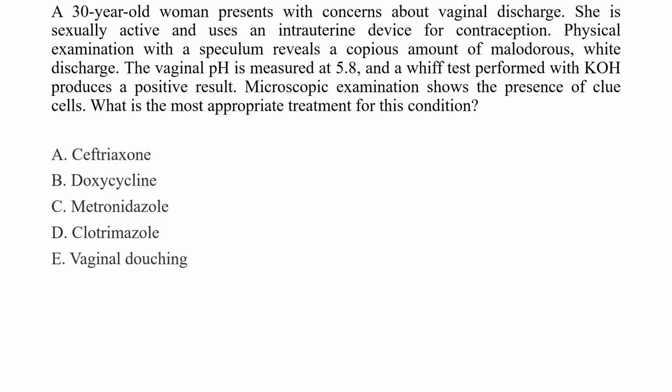Let's have a look at the first question. A 30-year-old woman presents with concerns about vaginal discharge. She is sexually active and uses an intrauterine device for contraception. Physical examination with a speculum reveals a copious amount of malodorous white discharge. The vaginal pH is measured at 5.8, and a whiff test performed with potassium hydroxide produces a positive result. Microscopic examination shows the presence of clue cells. What is the most appropriate treatment for this condition?